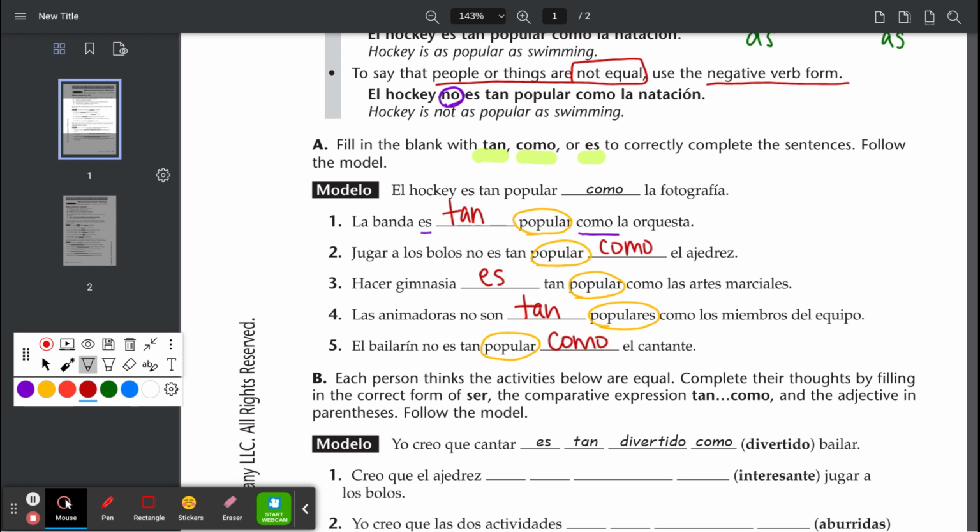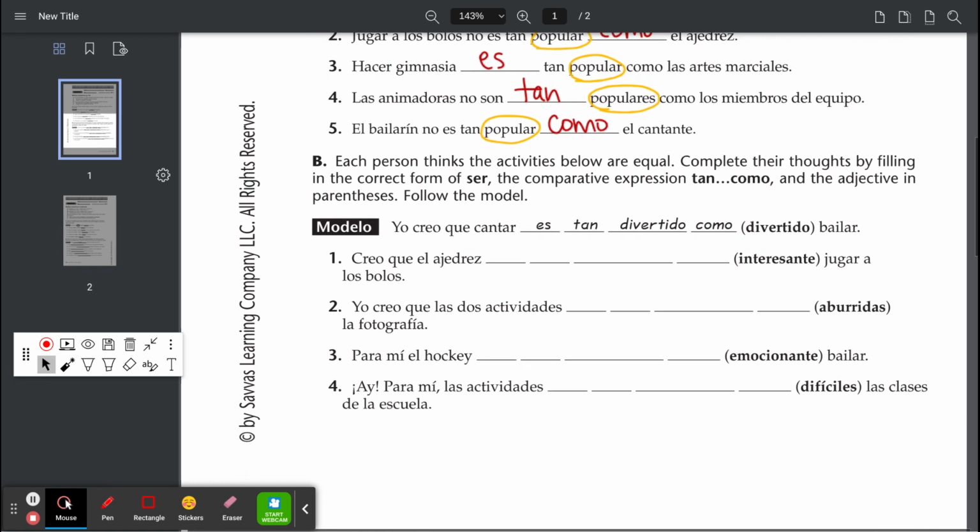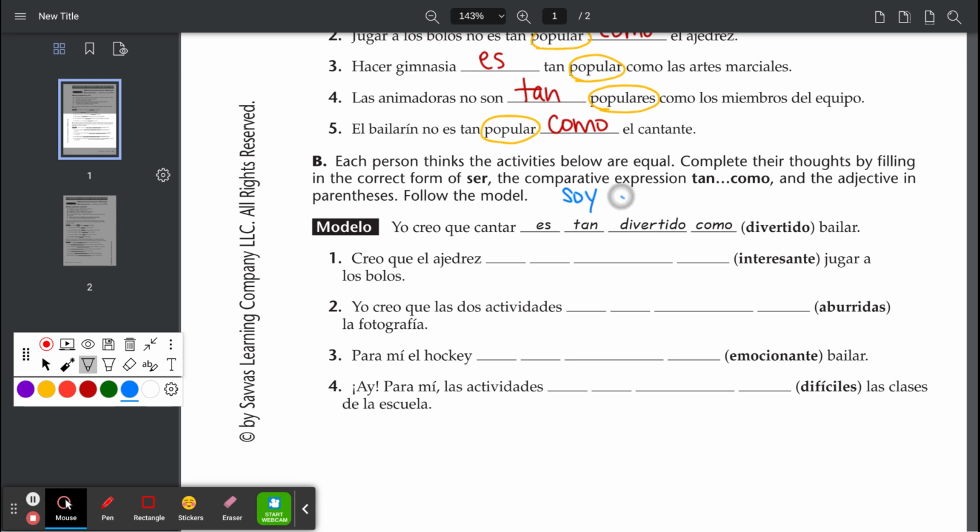All right, section B. Each person thinks the activities below are equal. Complete their thoughts by filling in the correct verb form of ser, the comparative expression tan and como, and the adjective in parentheses. All right, so the verb forms of ser, for those of you who don't remember, are soy, eres, es, somos, and son. All right, so we are going to get started.